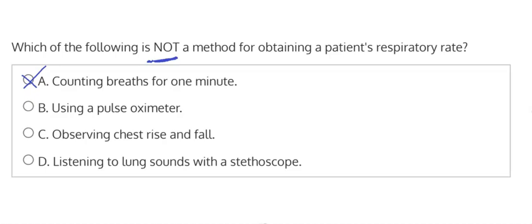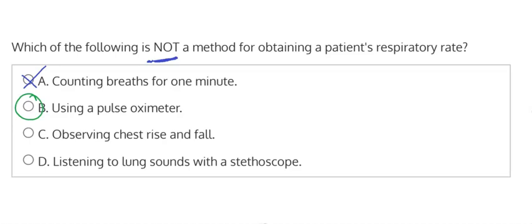Option B states using a pulse oximeter. And when we use the pulse oximeter, we could see the patient's oxygen saturation level, and sometimes the device might also state what their heart rate is. However, usually the pulse oximeter will not measure what the patient's respiratory rate is. And since the question is asking which is incorrect, it looks like we're going to be going with option B for now, so I will circle that, but let's look at the other choices.